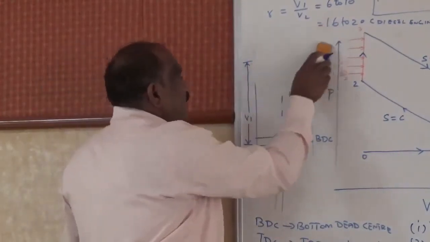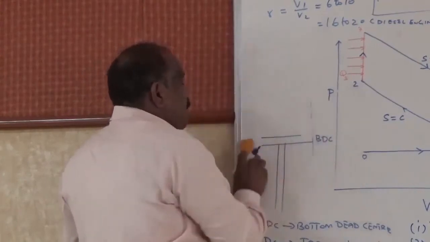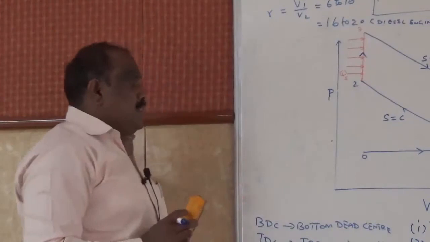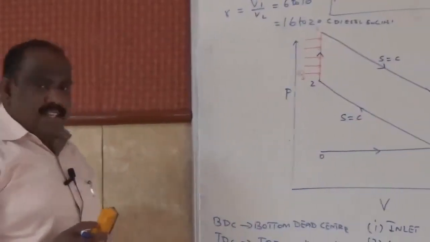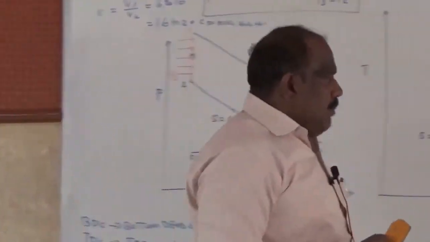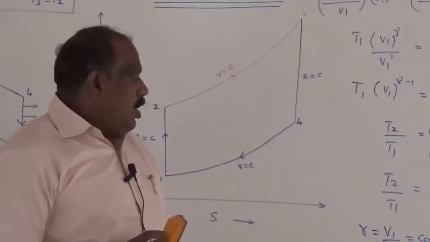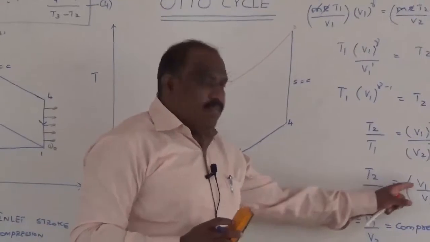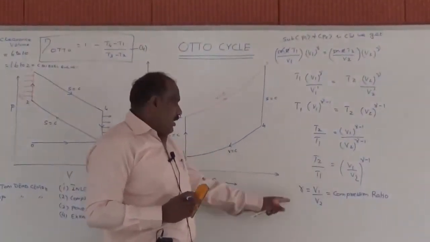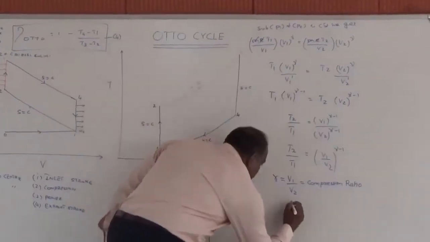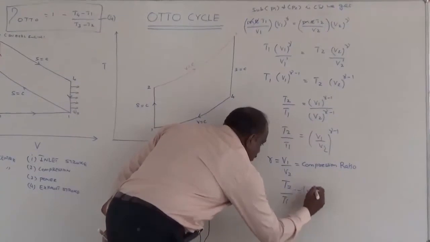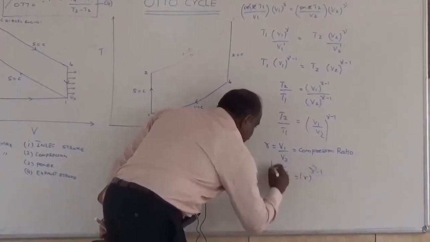Now we will have a better idea of what is meant by compression ratio, the value of compression ratio for petrol engine and diesel engine, what is meant by BDC, TDC, and stroke, all these things. So now coming to the thermodynamics aspect of the Otto cycle, this r is nothing but V1 by V2, which is the compression ratio, r. So T2 by T1 is nothing but r raised to the power of gamma minus 1.